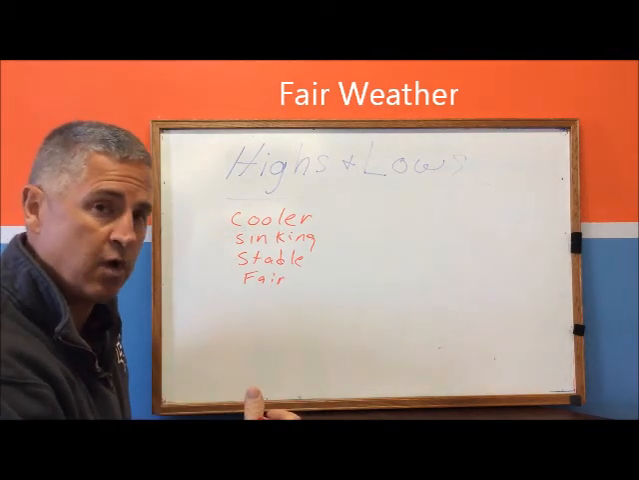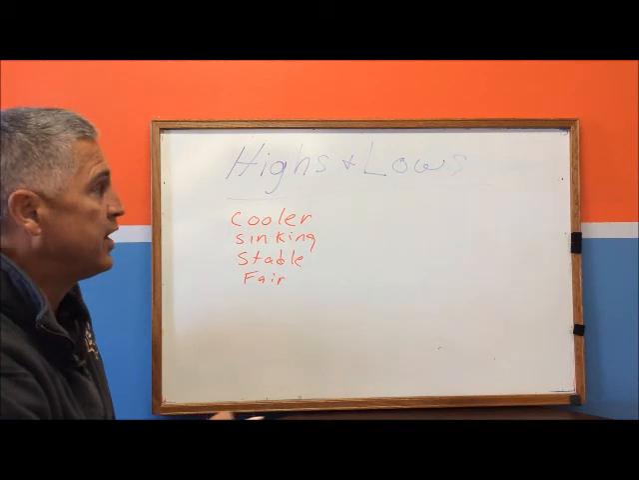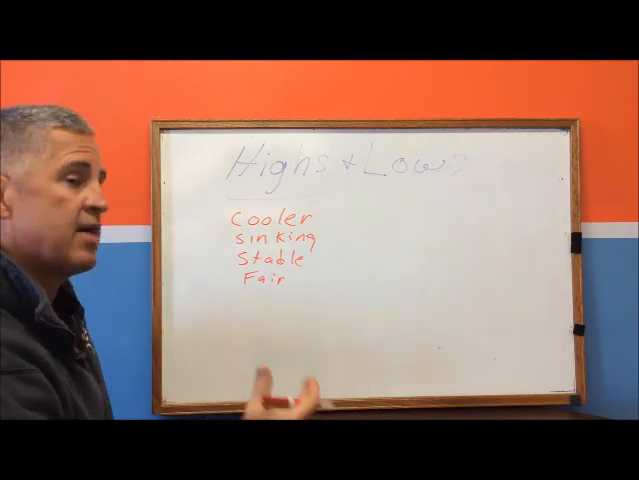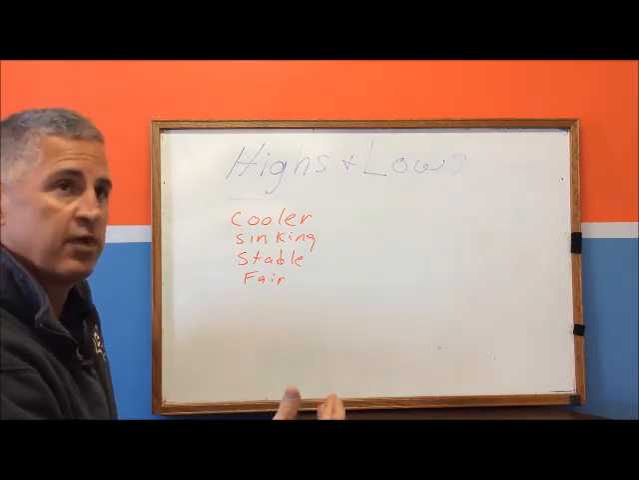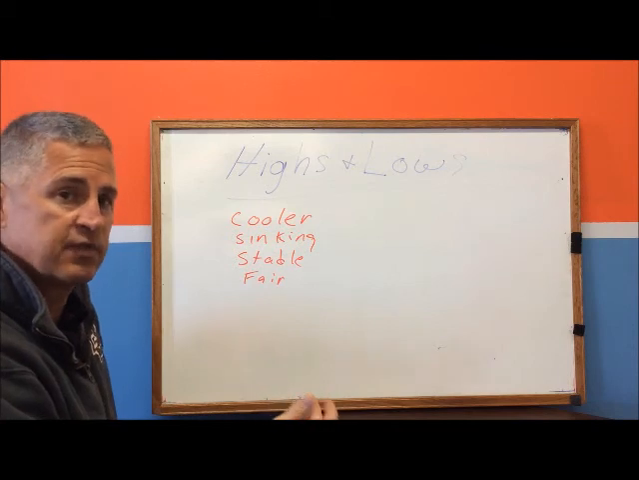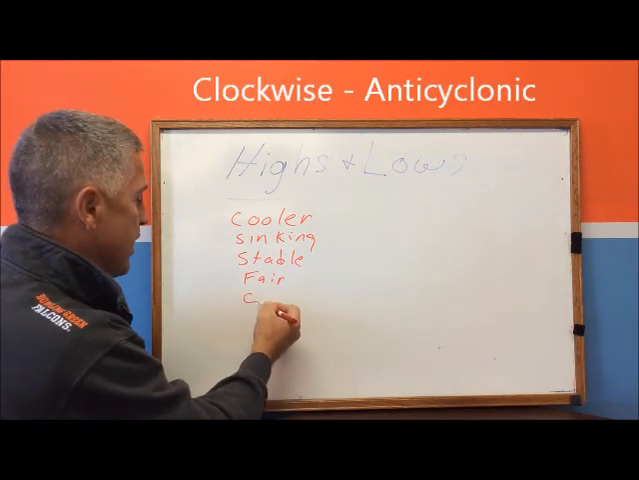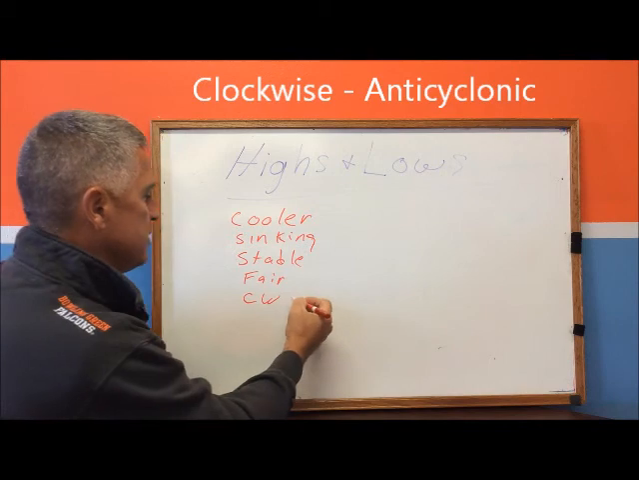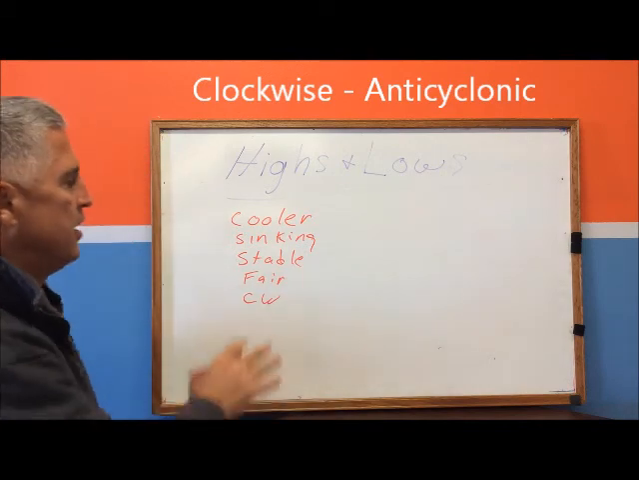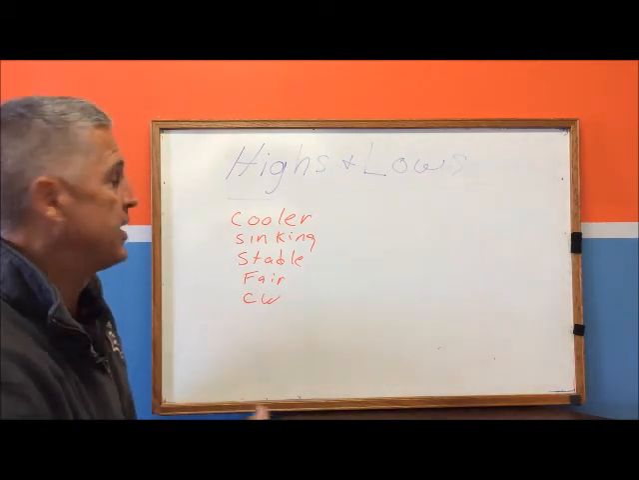We'll get into it a little bit more in a second, but just while I'm putting this together: surface winds under a high pressure system in the northern hemisphere will turn clockwise. I'm just going to put this here, also known as anticyclonic. You'll understand that a little bit more when we're done, but I just want to put that on the list.